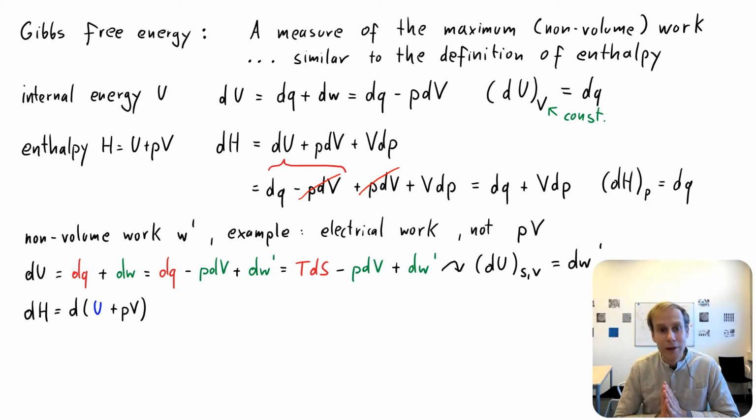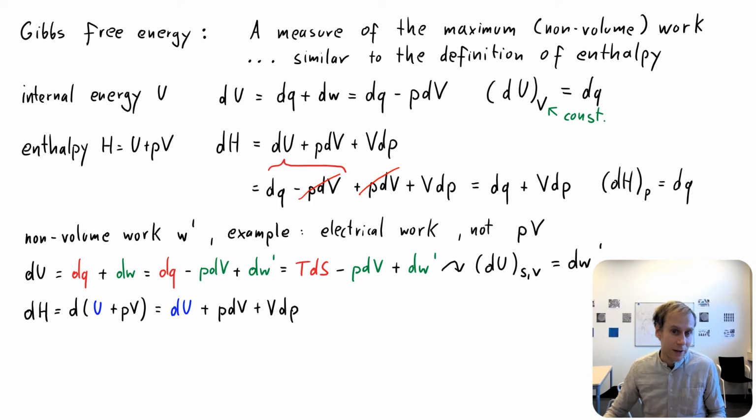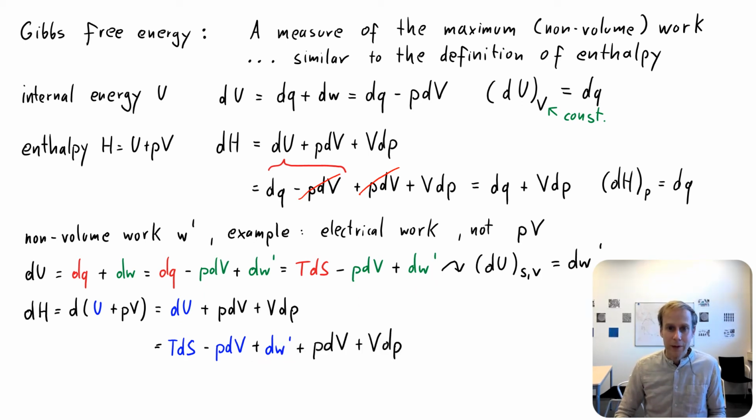Okay, we already know the definition of H is U plus PV, so we apply the infinitesimal on that, and then we just write again dU plus PdV plus VdP in the same way that we have done before up here, right? Okay, and again we can now replace dU simply with what we previously obtained here, TdS minus PdV plus the change or the amount of non-volume work, dW prime. Okay, the remaining two terms here, of course, we shouldn't forget them, plus PdV plus VdP.